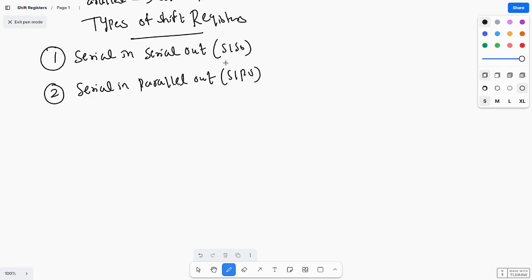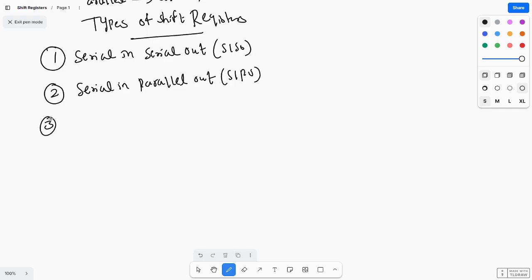Serial in serial out is nothing but: you are loading the data serially, and the data will be shifted out serially. Serial in parallel out means the data will be loaded serially, and the data will be taken out parallelly at a time. That is parallel out.